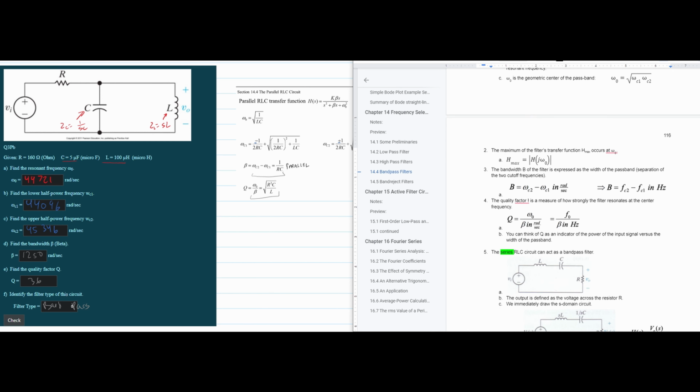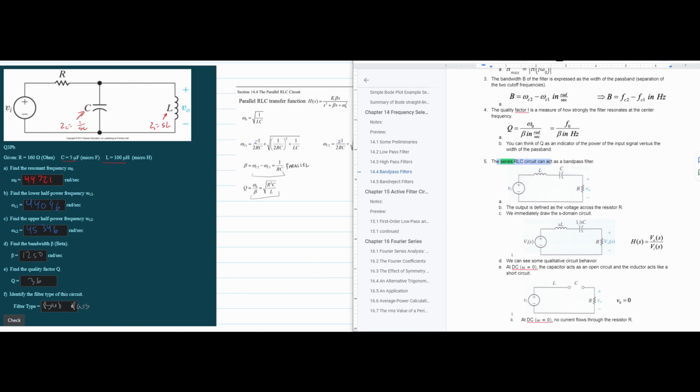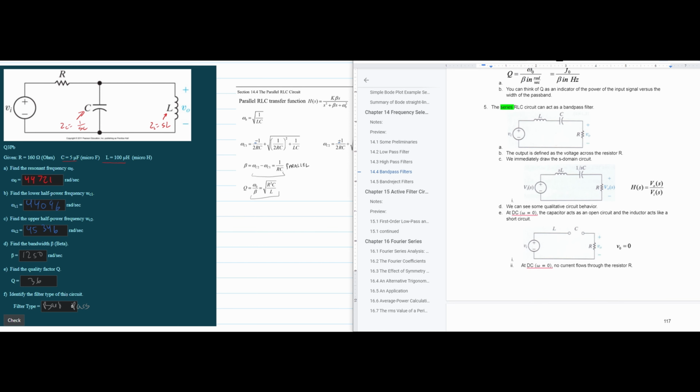And then we would have our Q, which is the quality factor, and it measures how strongly the filter resonates at the center of our frequency. We have two forms. We have the series RLC circuit, and we also have what we have to the left, which is a parallel RLC circuit. And both of these will be band pass filters. So notice for the series and in parallel, we have a resistor by itself, and then we have our capacitor and our inductor either in parallel or in series with each other. And that is how we would go about solving for either one of these.